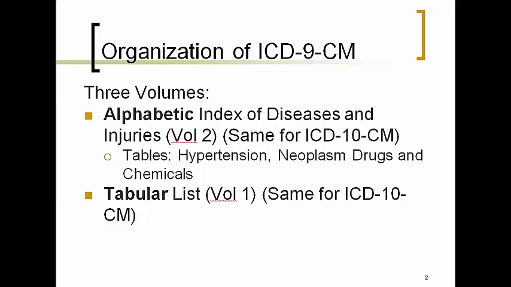The Alphabetic Index starts after the coding guidelines at the front of your codebook. The tabular index has colored tabs and starts with Section 1, Infectious and Parasitic Diseases 001, Cholera. Pause this recording if necessary to locate the alpha and tabular list in your codebook.